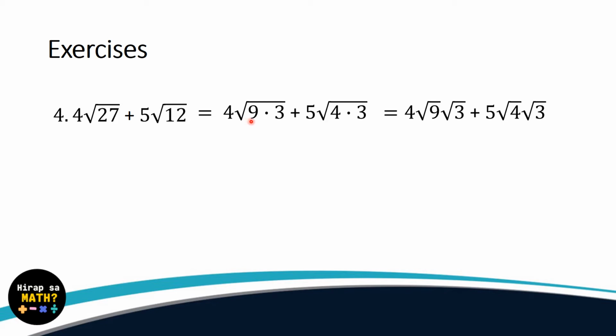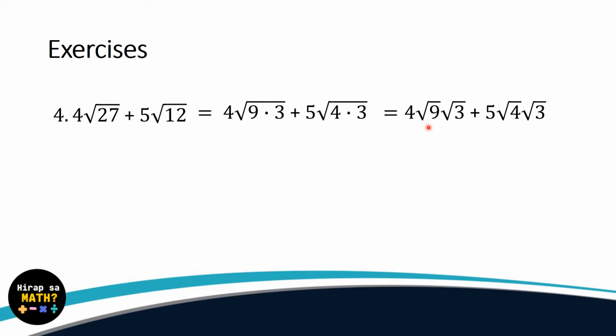Ang 9 ay merong square root. Hiniwalay lang siya dito. Naging siyang 4 square root of 9 times square root of 3 plus 5 square root of 4 times square root of 3. Kung medyo gusto mo pa ng madaming examples, meron tayong previous tutorial para mas madaling ma-solve or maintindihan itong mga radicals na to. Okay? So, balik ulit tayo.